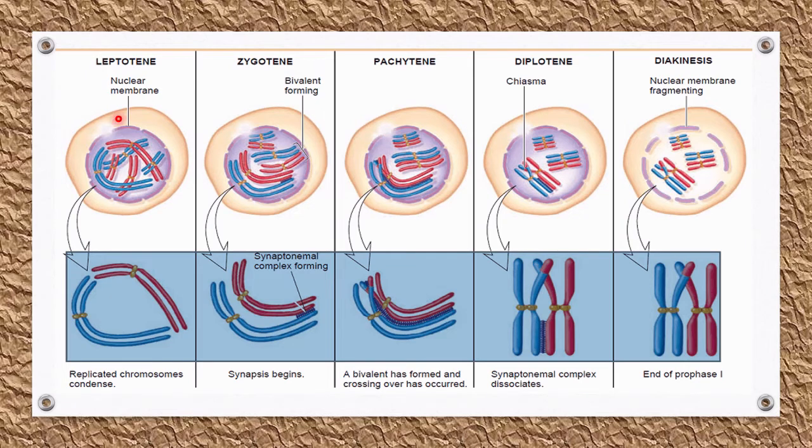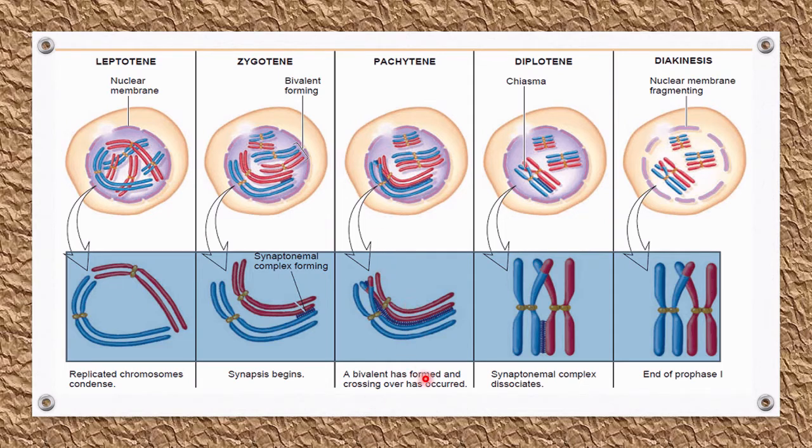The second step after leptotene is zygotene, in which a synaptonemal complex will be formed and synapsis will begin. Similar chromosomes will be paired together, and that process is called synapsis. So a bivalent will be formed here. After that the pachytene stage will occur, in which crossing over is the main phenomenon.